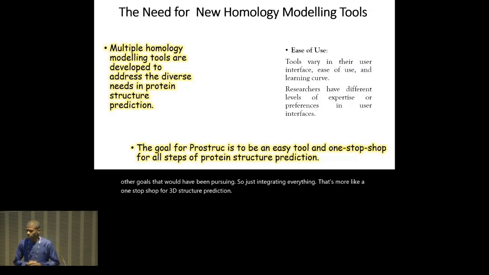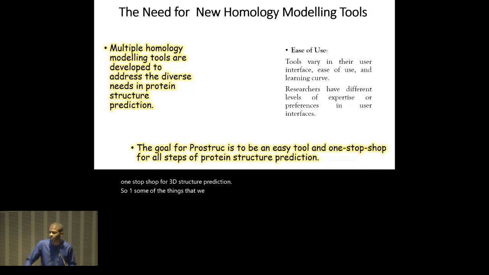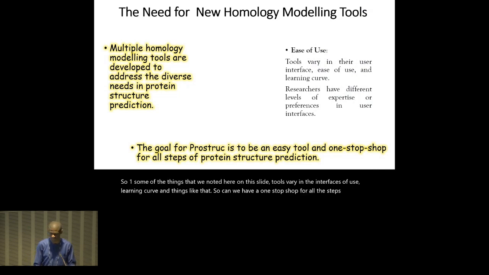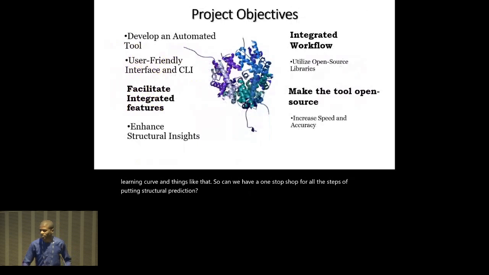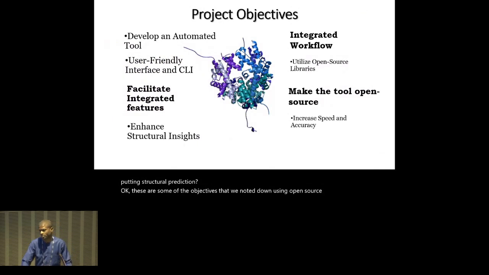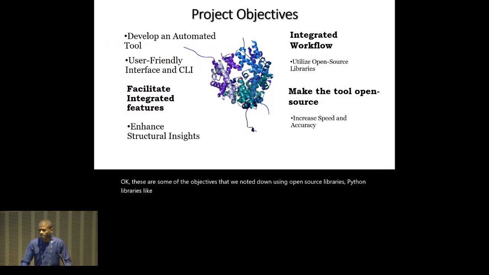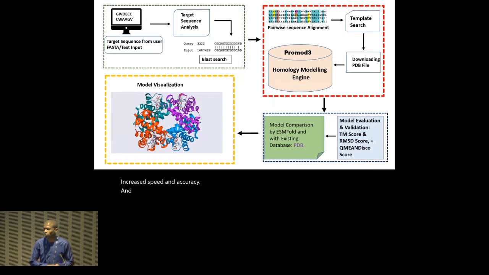So some of the things that we noted here on this slide: tools vary in their interfaces of use, learning curve, and things like that. So can we have a one-stop shop for all the steps of protein structure prediction? Okay, these are some of the objectives that we noted down: using open source libraries, Python libraries like BioPython, enhance structural insights, have a user-friendly web interface, have a command line interface as well, and increased speed and accuracy.